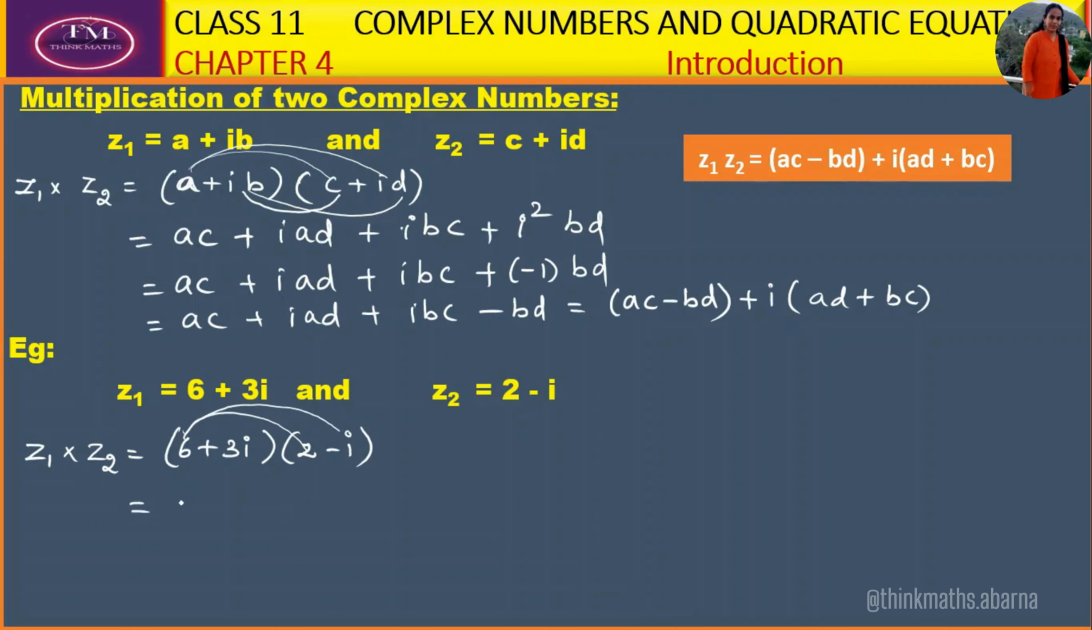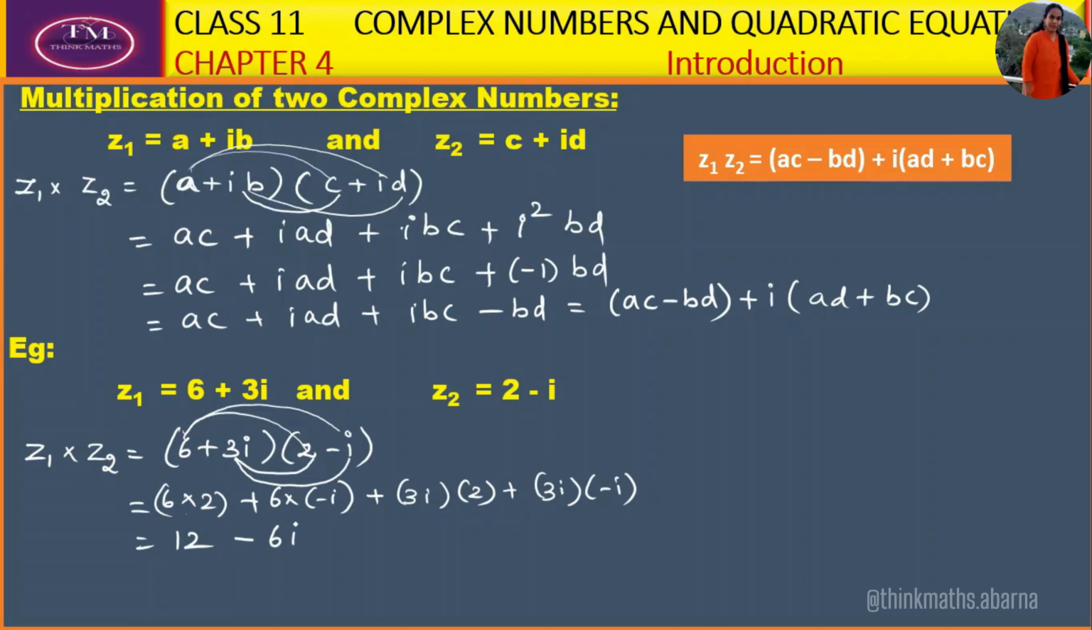So 6 into 2 plus 6 into minus i. Next one is 3i into 2, 3i into minus i. So 3i into 2 plus 3i into minus i. Okay. So 6 into 2 is 12. So 6 into minus i. So plus into minus is minus. Minus 6i.